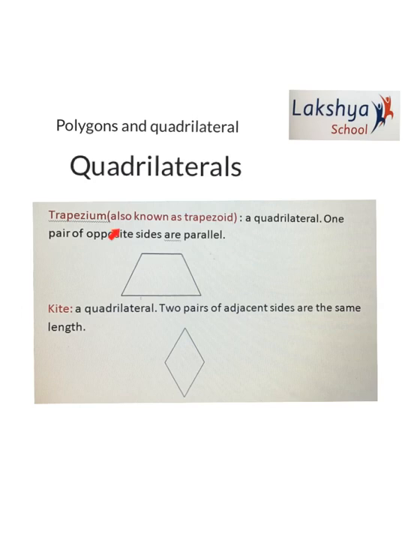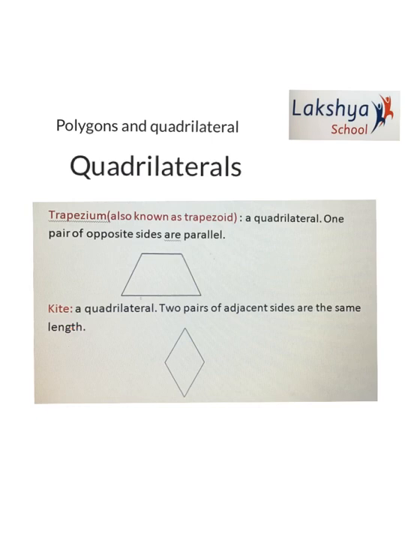Trapezium, which is also known as trapezoid, a quadrilateral. This is also a quadrilateral, but over here one pair of opposite sides is parallel. We see that this and this side are parallel to each other and these two are not parallel. So a quadrilateral which has one pair of parallel sides forms a trapezium.